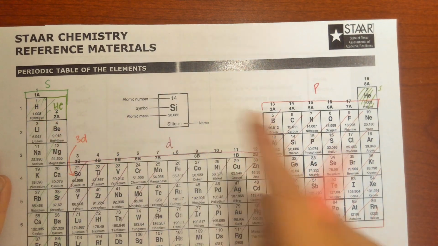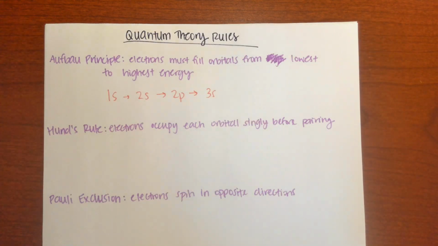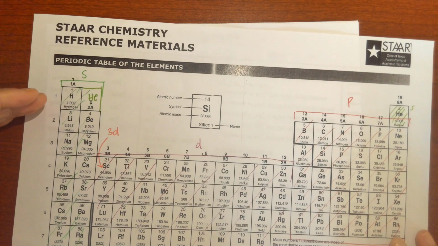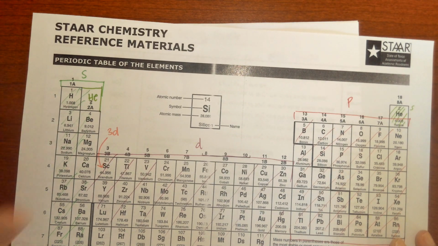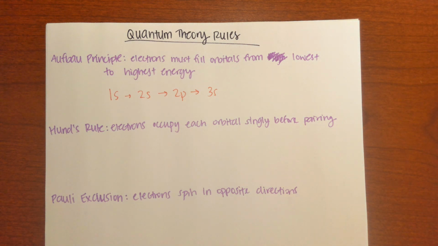You can't just do 1s and then 2p and then 3d and go all over the place. So the Aufbau principle is just from lowest to highest energy, the lowest energy level to the highest energy level. So you just do it in order. That's pretty much what this rule is saying.